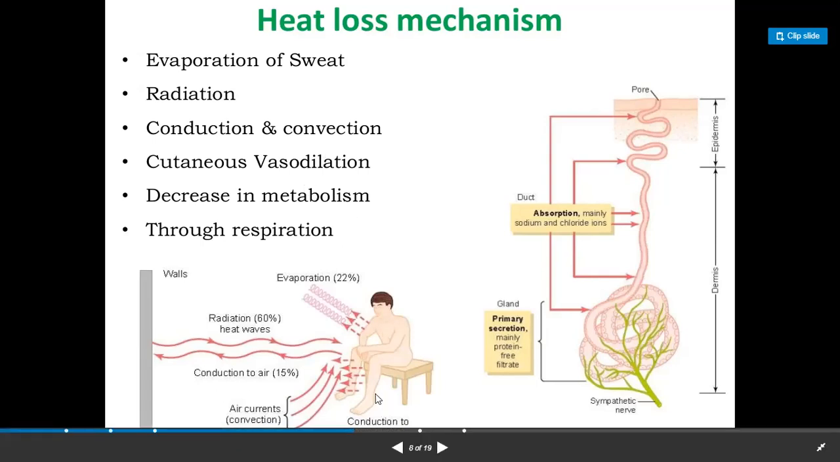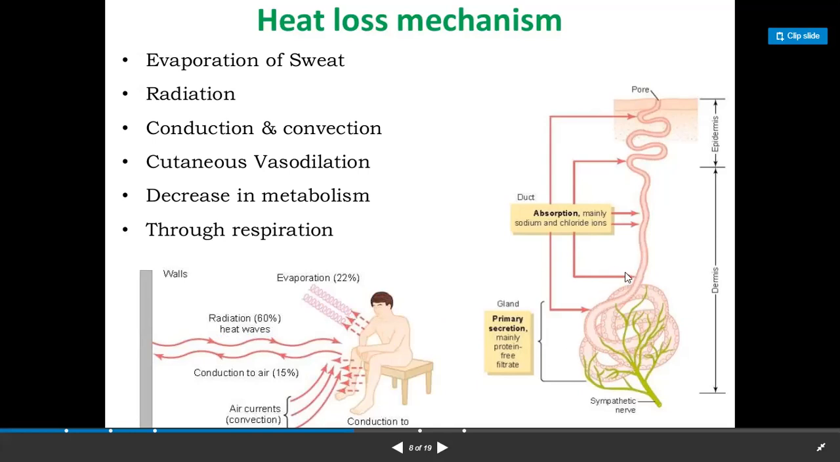So this diagram here is simply showing how you lose heat through radiation, or evaporation, and all of that, okay, that I already explained. Air current through convection, yeah? Good.